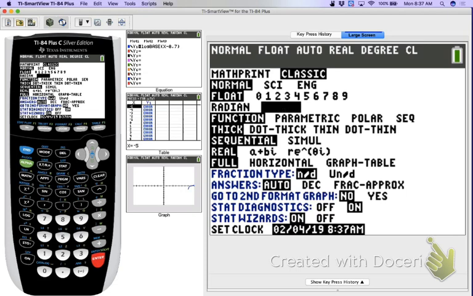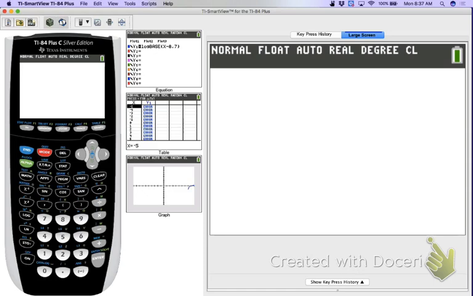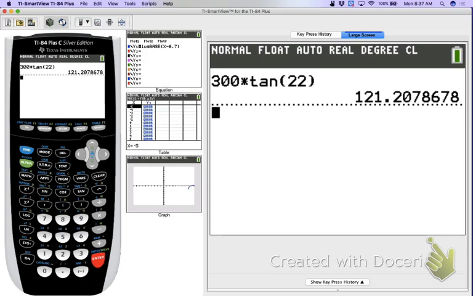Okay, then it just becomes as simple as, so I'm just going to quit or get out of that. So it was 300, so I'm just going to hit 300 times tangent of 22, and then close the parenthesis. This is going to give me the height of A. All right? So in this case, A is 121.21 feet.